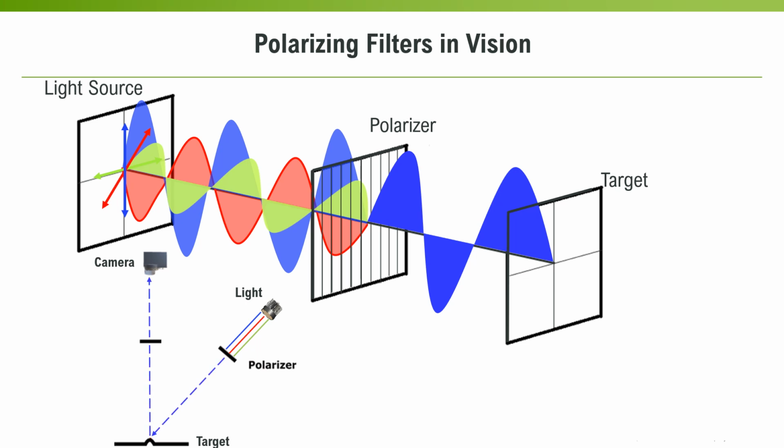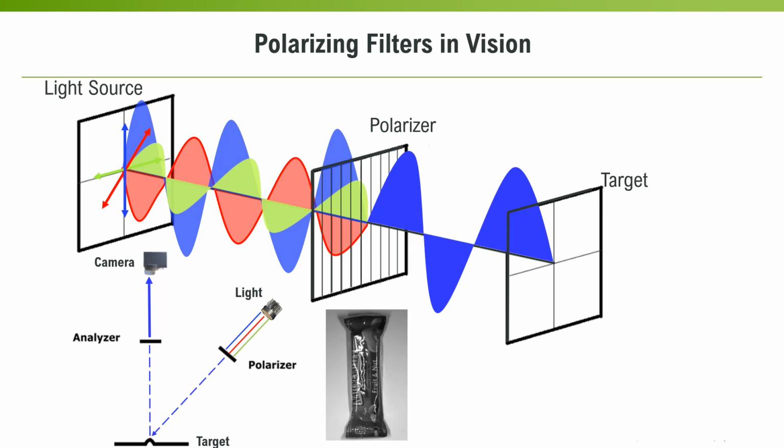A second polarizer, called the analyzer, is placed over the camera lens. Rotating the analyzer allows the operator to isolate the polarized light in the direction perpendicular to the glare, reducing the glare perceived by the viewer.